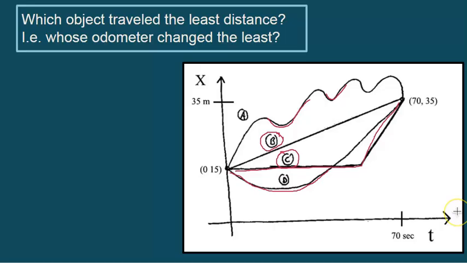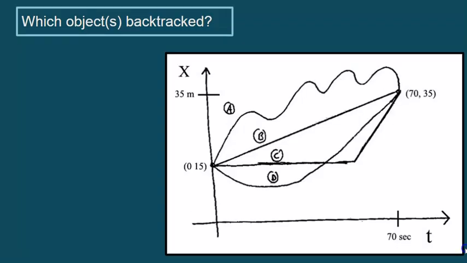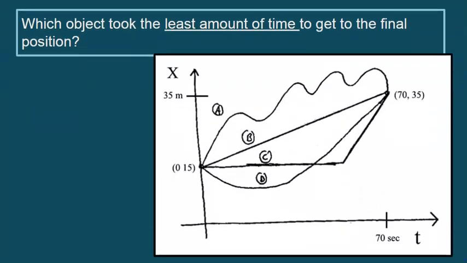Okay, that was kind of a tricky thinking question. And we already answered that: which object or objects backtracked? And which object took the least amount of time to get to the final position? That one is a smart aleck question. They all took the same time, 70 seconds.